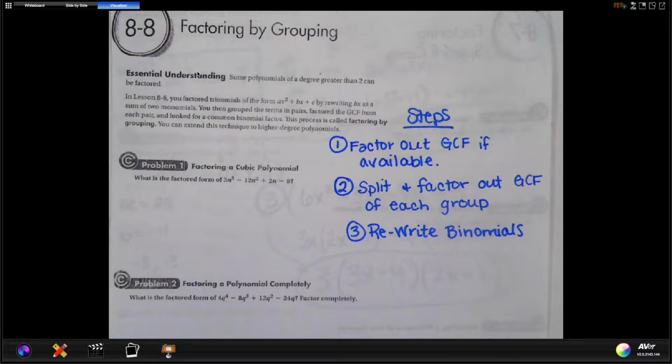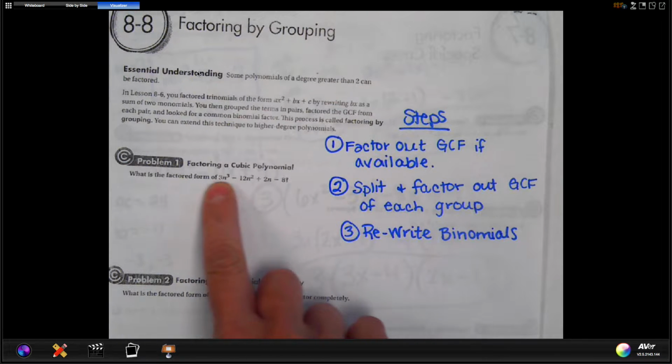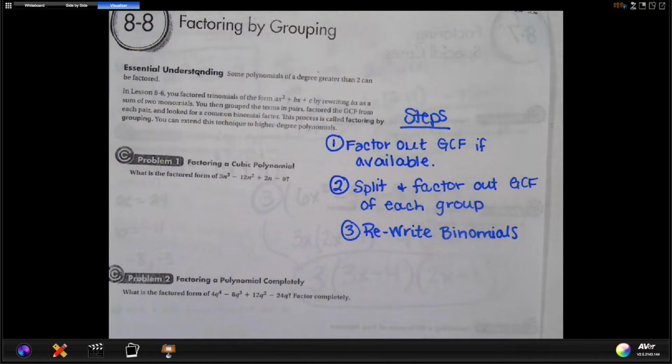And then we rewrite them into binomials. Don't forget that when you rewrite into binomials, though, if you factored out a GCF in the beginning, to put that back on, all right? And so the thing that makes this a little bit scary for some kids is you look at this right away and you're like, oh my gosh, we're starting with a cubed, or we're starting with a 4th power here, okay? And so how do I factor that?